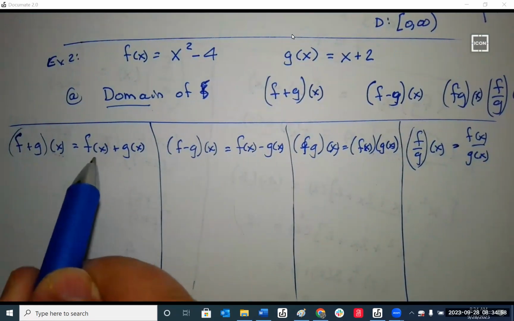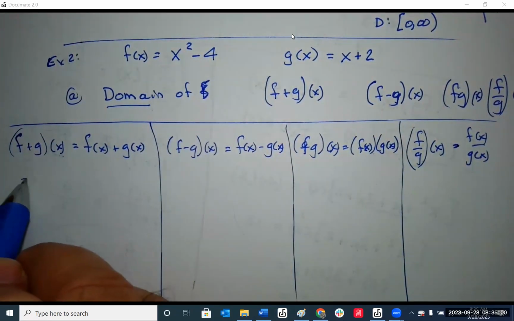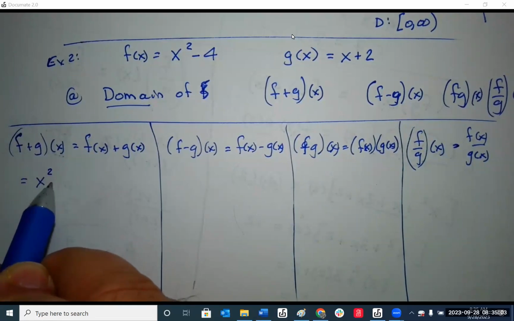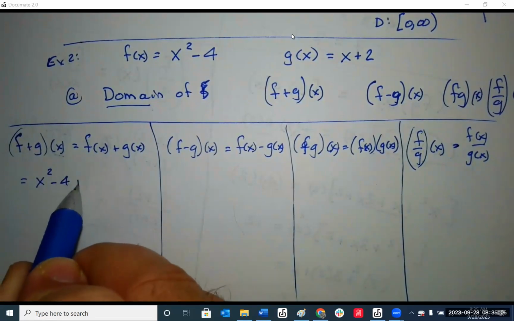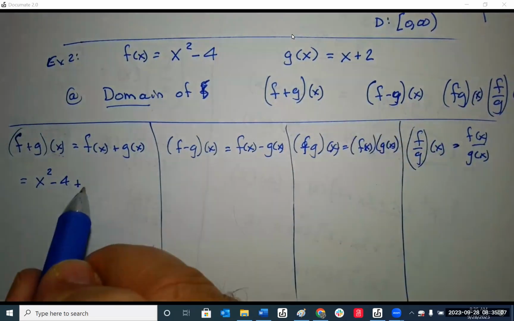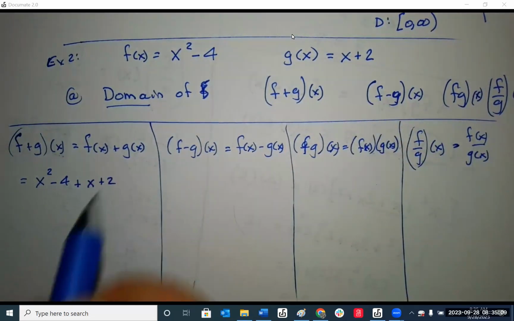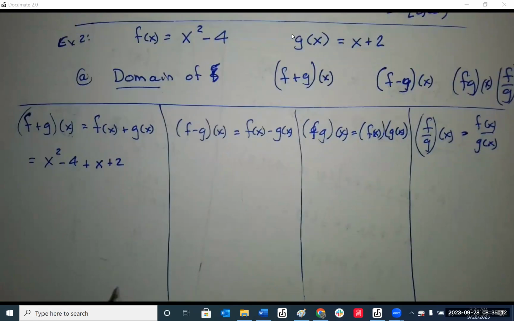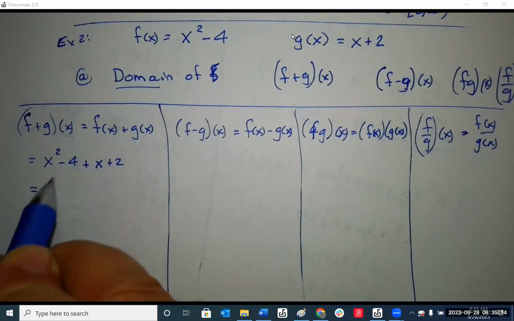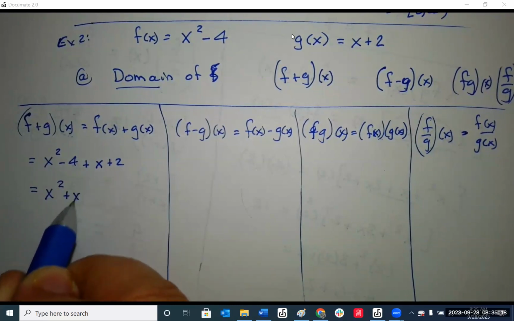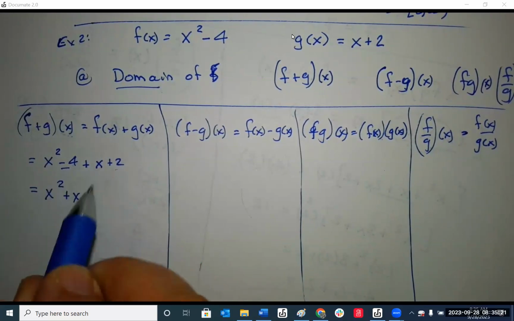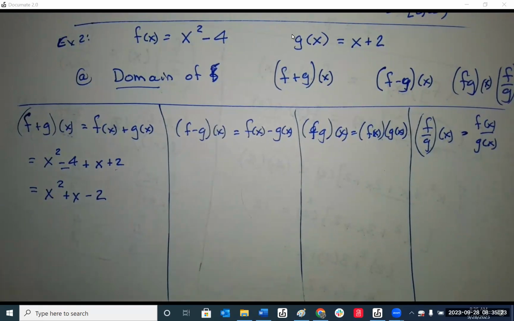So this first one says add the two functions together. We've got x squared minus 4 plus x plus 2. Combine like terms, so we have x squared plus x. Negative 4 plus 2 is negative 2. We'll stop there for right now for that one. We'll just work them out, and then we'll talk about the domains.